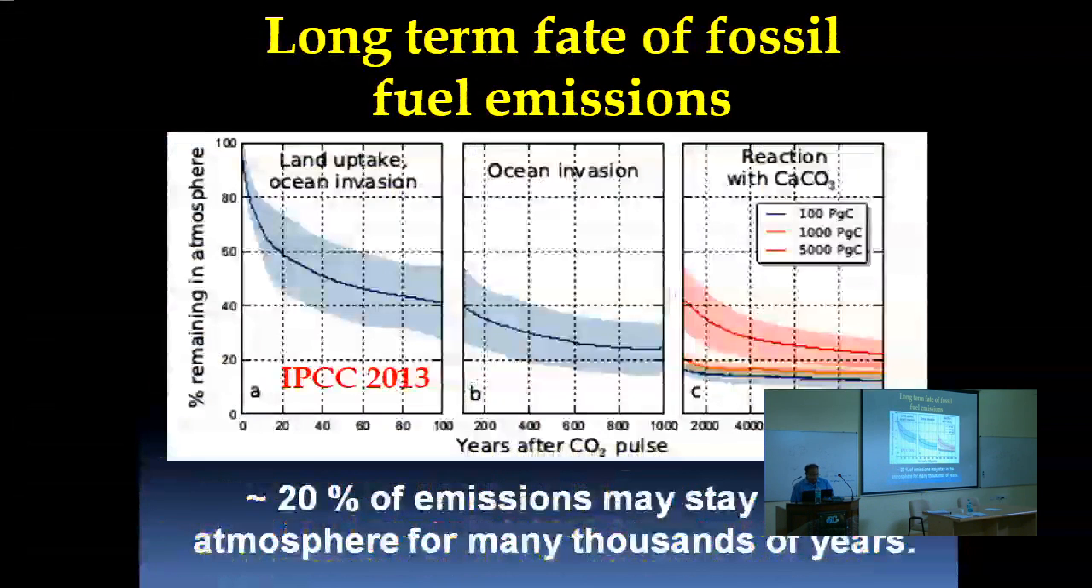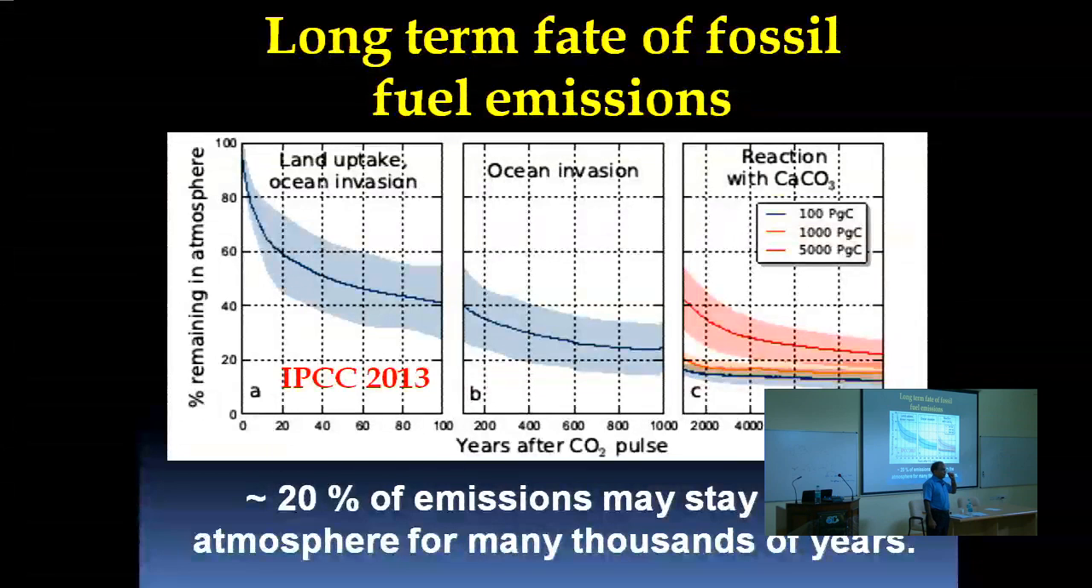Okay, I think there is a nice result from this new IPCC. I think it's actually very nice. If you look at this, this blue shows the instantaneous emission of 100 petagram of carbon, as opposed to 5,000 as shown before. So you can see in the case of 100 petagram of carbon, within 100 years, land and ocean can remove nearly 60% of the carbon.